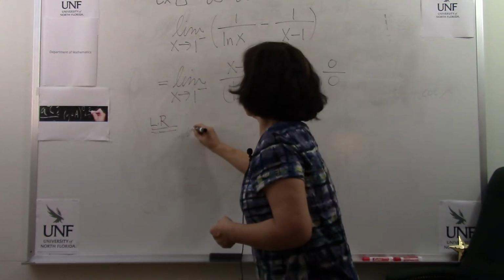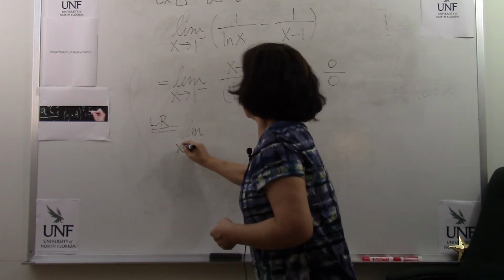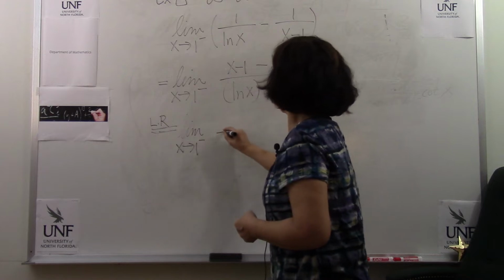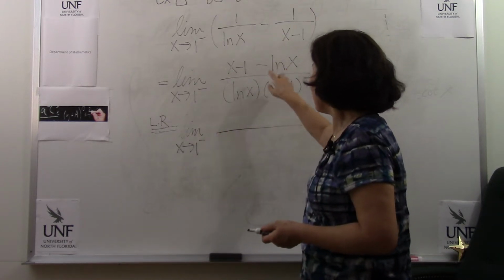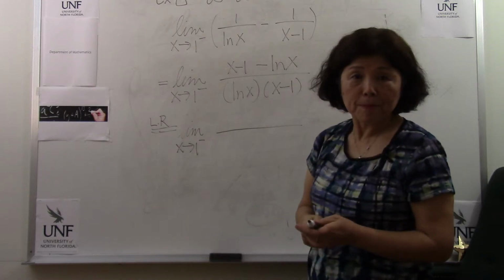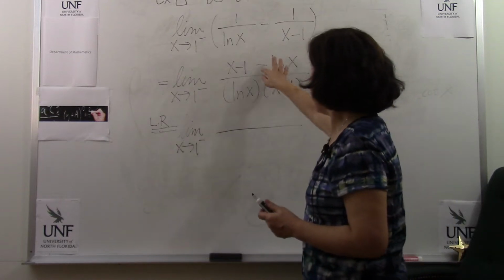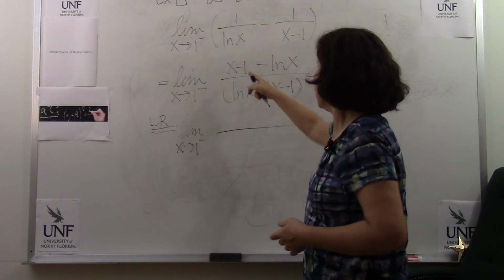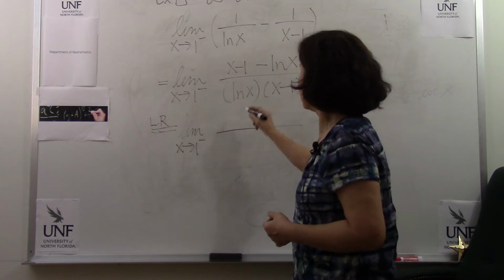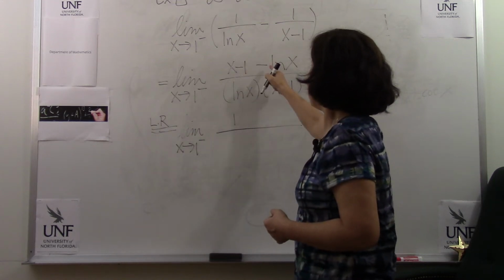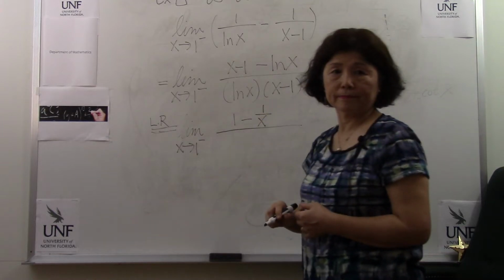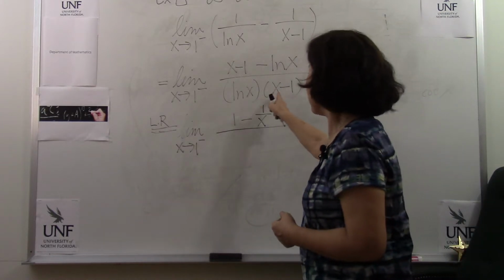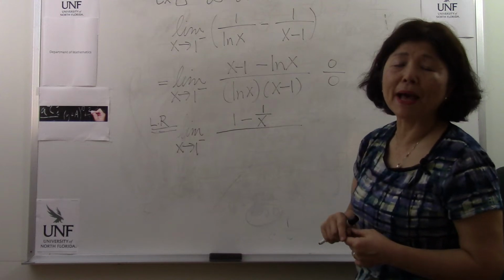And here is the limit as x goes to 1 minus. We are going to apply L'Hopital's rule, we are going to differentiate the top and bottom separately. So upstairs, the derivative of ln x is 1 over x, and down here, ln x times x minus 1.